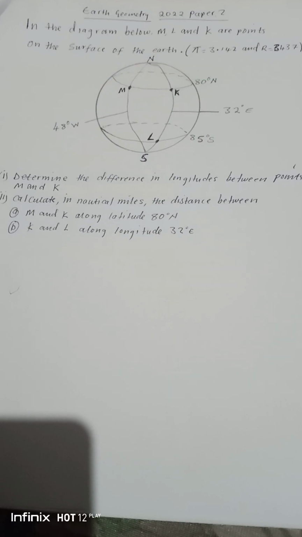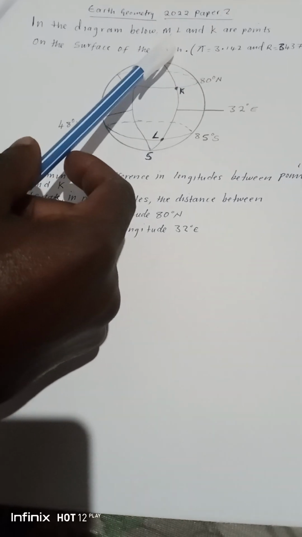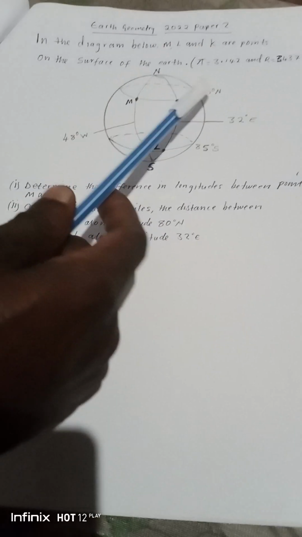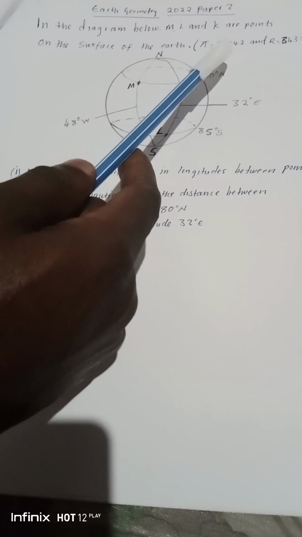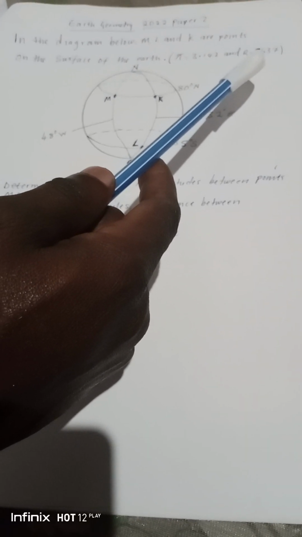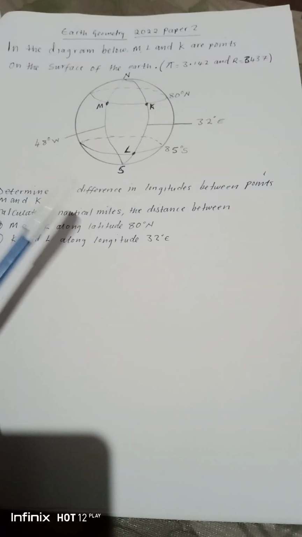So it reads: in the diagram below, M, L, and K are points on the surface of the Earth, where we have been given pi as 3.142 and radius 3437. And the diagram is given there.